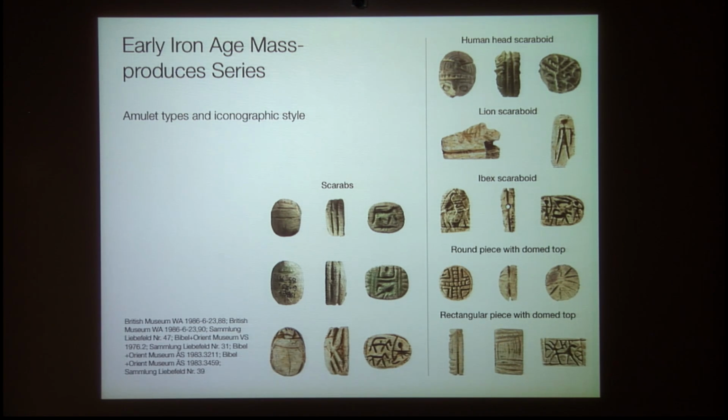The amulets in question occur in various shapes and forms, such as coarsely worked scarabs, the row on the left, human head, lion, or ibex scaraboids, and round and rectangular pieces with domed top. The base engravings are executed in a bold and hollowed-out style.